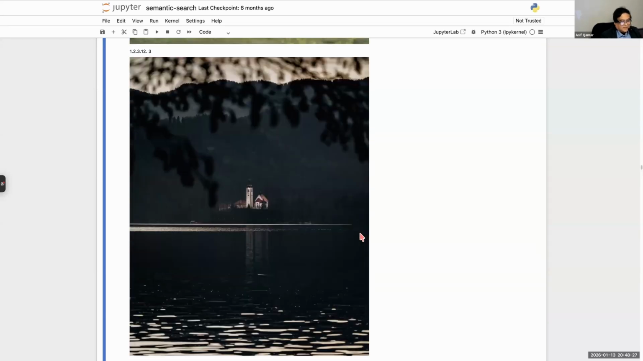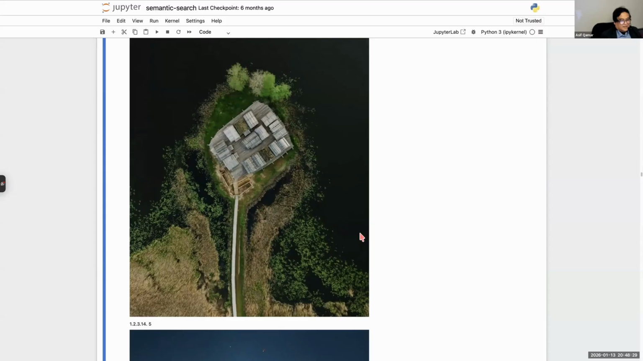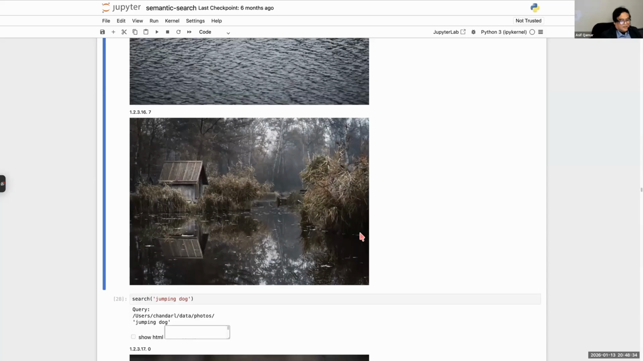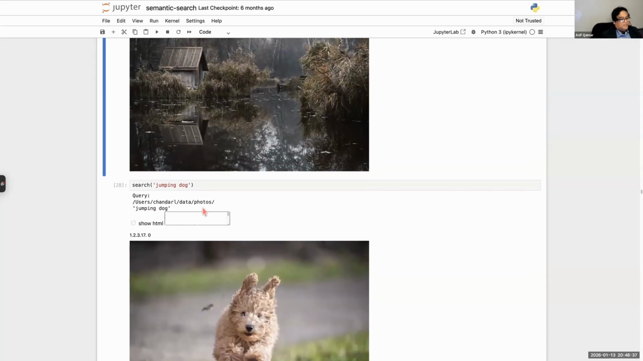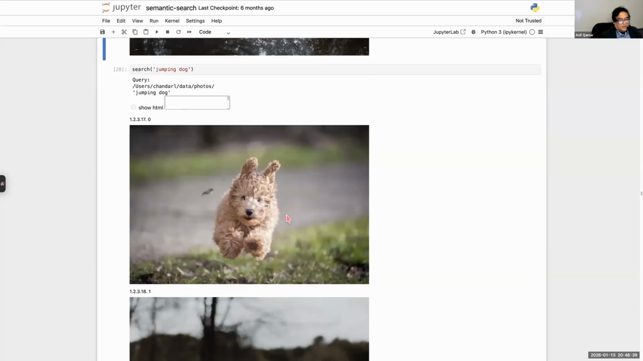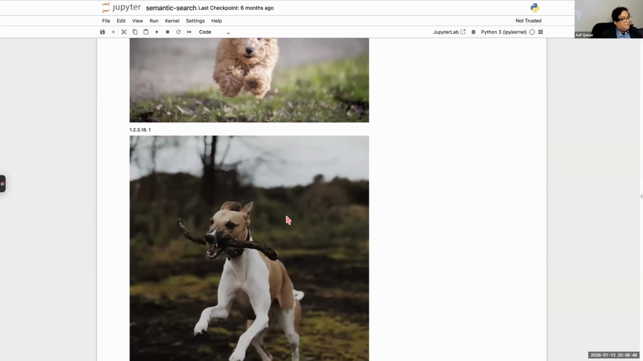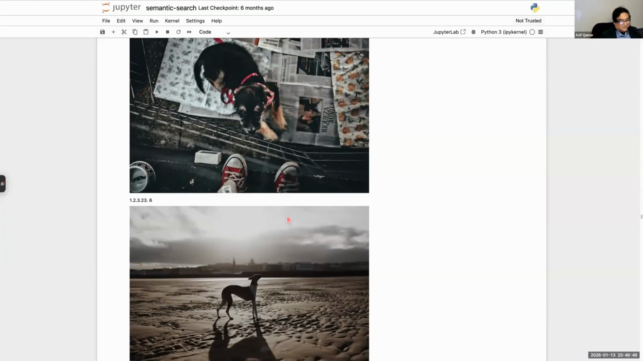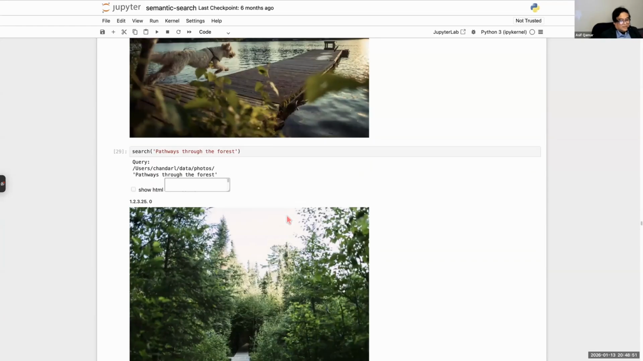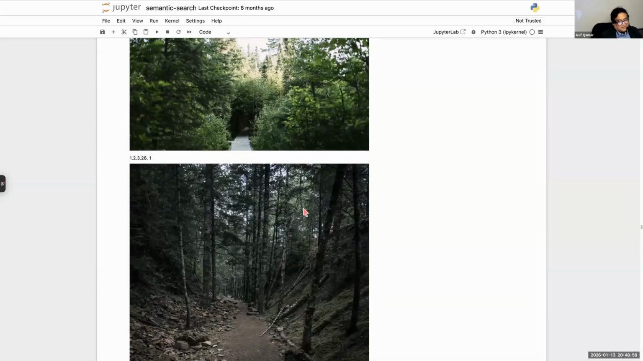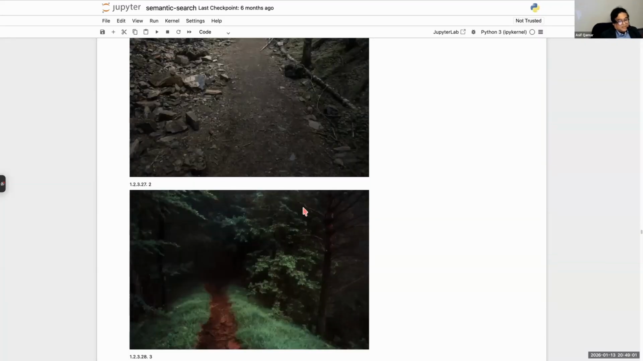Right? This is it. Look at this. All of these. Then the next one was jumping dogs. Jumping dog. Action. This time you asked for action and you got action. Would you agree? Right. Let's go down to another one. This is a little interesting. Pathways through the forest. When you say pathway through the forest, would you agree that these are very pertinent images?